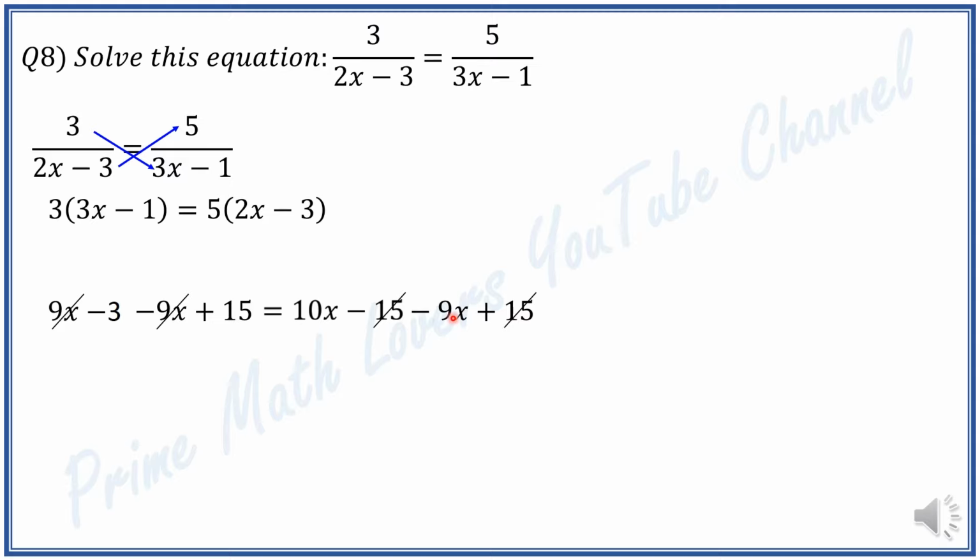On the second side, I'll have 10x minus 9x, which will be x. And the first side will be 15 minus 3, which is 12. So x is equal to 12 is the answer for our question. x is equal to 12.